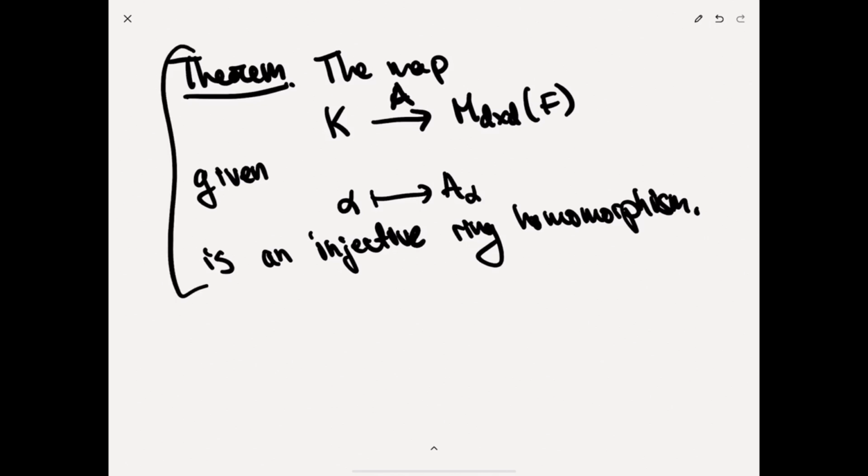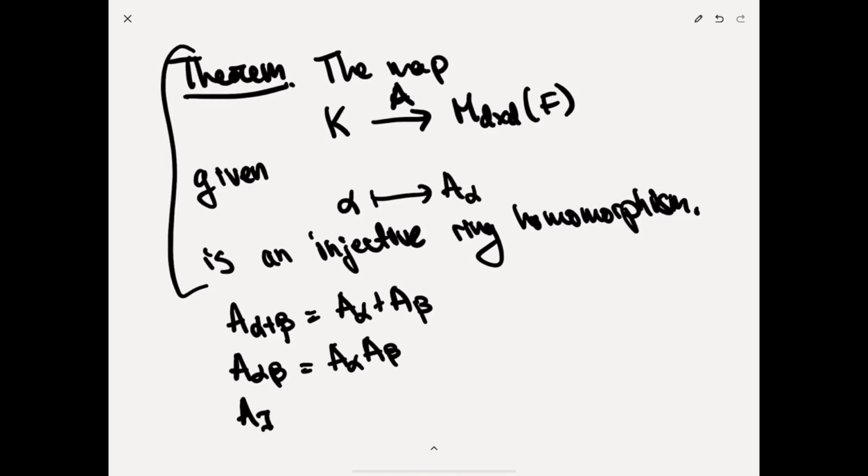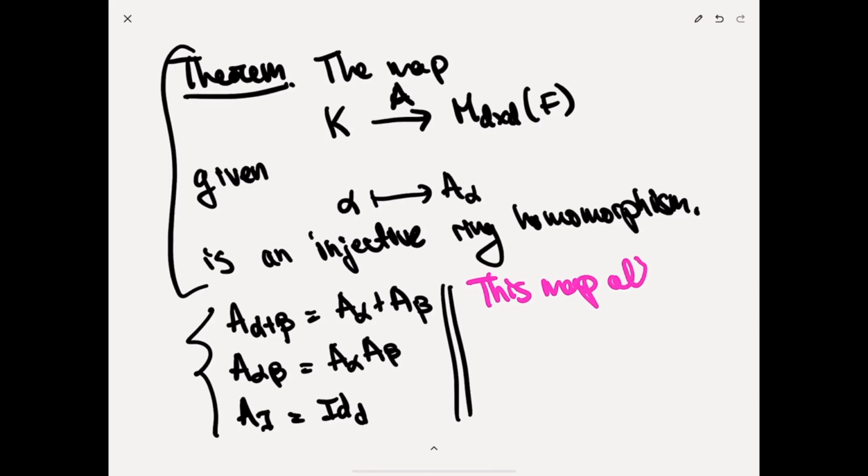Okay, and so this means that A of alpha plus beta is A of alpha plus A of beta, and A of alpha beta is A of alpha times A of beta, right? And A of 1 is the identity matrix, the d by d identity matrix. The main point that I want to get across is that this map allows you to do linear algebra. So you have traces, you have norms, and that gives you characteristic polynomials. So it's very nice. All right, that's all I want to say about this method.